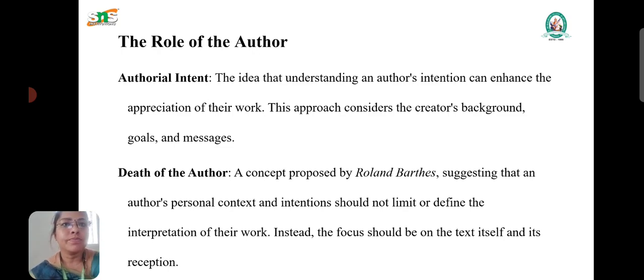Role of an author. The role of the author can be identified in two terms, that is authorial intent and death of the author. The idea which understands an author's intention can enhance the appreciation of their work. This approach considers the creator's background, goals and messages. Death of the author refers to the concept of Roland Barthes, suggesting that the author's personal context and intention should not limit the text itself and its reception. There is no limitation for the creator.